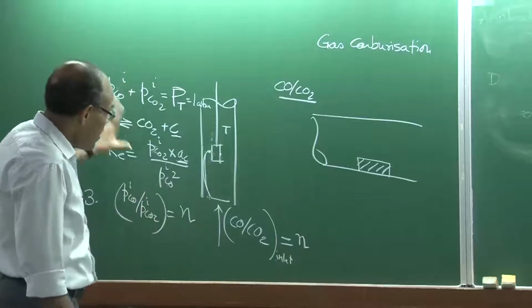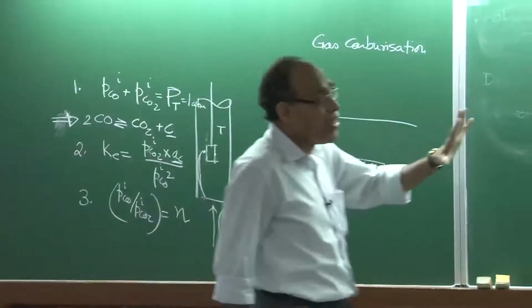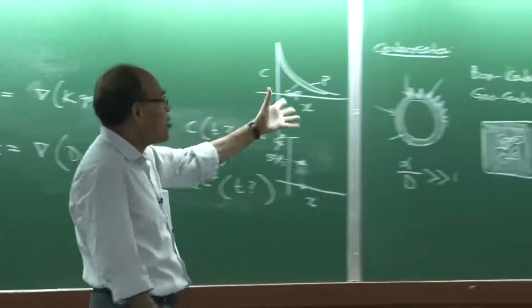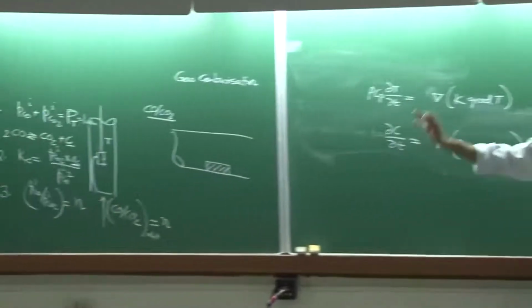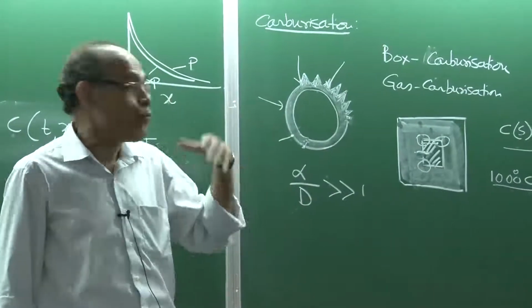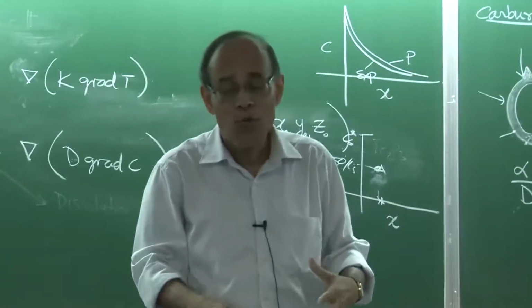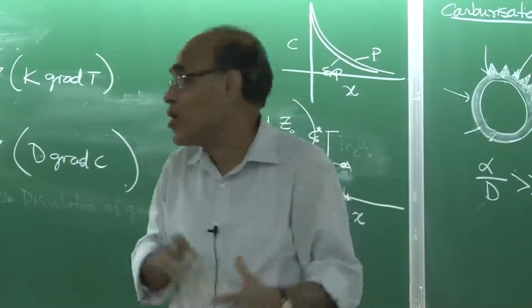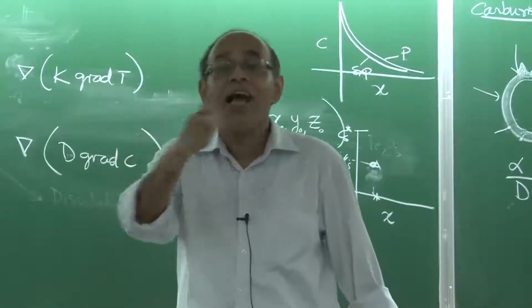So, it is only the evaluation of the surface concentration that is different as far as the formulation of the box carburization vis-a-vis the gas carburization problem is concerned, but otherwise it is entirely the same. The moment carbon reaches the surface, the carburization takes place because of diffusion here also, because of diffusion there also, and under certain approximate condition we should be able to apply the error function solution and find out how carbon profile is changing at a location as a function of time.